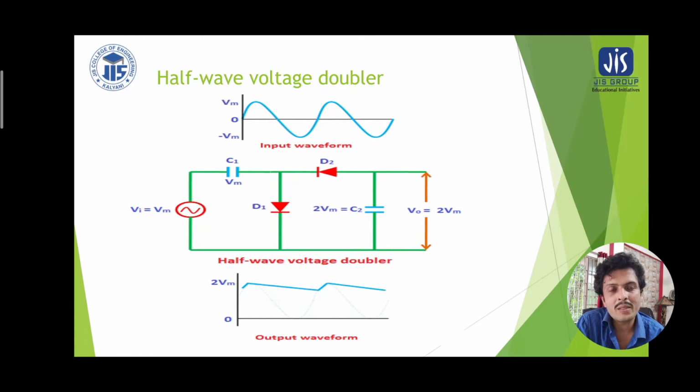But what will happen, it is already flowing through capacitor C1, which on the right-hand side is negative, minus Vm. So therefore the output voltage V0 will be equal to 2 times Vm.